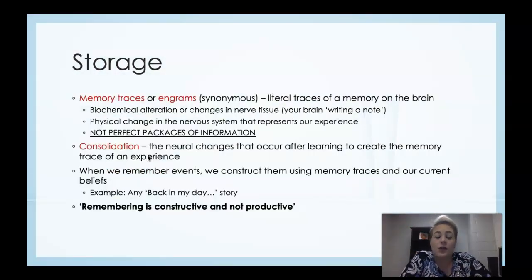Now, storage. Storing memories is just, how well can we put it away so we can retrieve it later? Well, memory traces or engrams is what we're going to talk about first. This is synonymous. These are literal traces of a memory on your brain. These are biochemical alterations or changes to your nerve tissue. This is like your brain writing a post-it note on itself. It's pretty amazing. So there is a physical change in the nervous system that represents our past experiences.